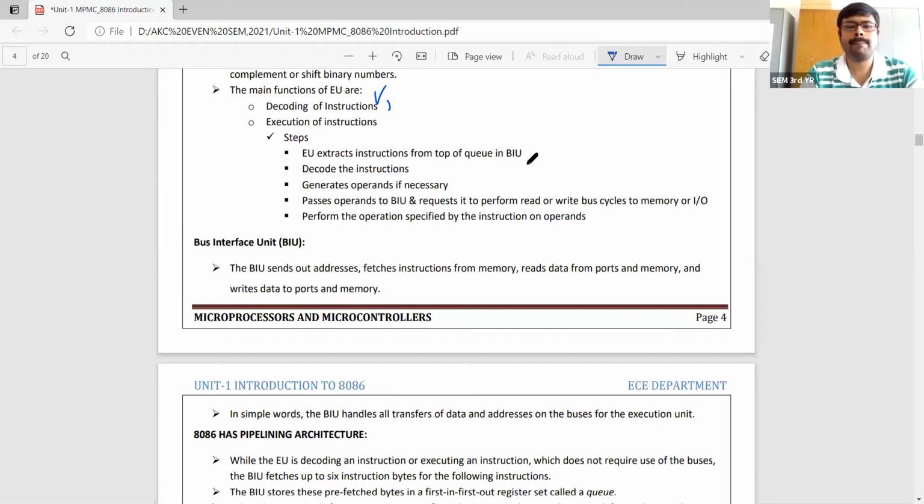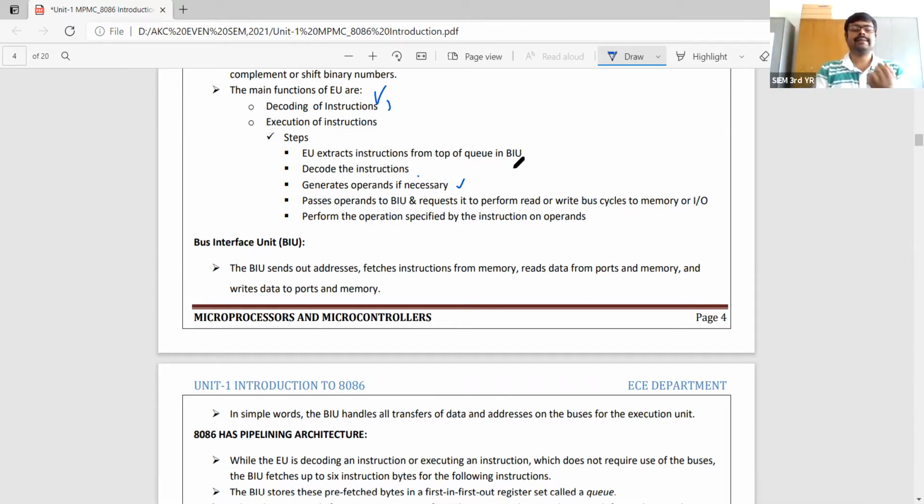Point number 3, generates operands if necessary. When we discuss programming we will discuss this operation further, but that is the secondary part. Different types of operands will be generated if there is a need. Then it passes operands to the BIU and requests it to perform read or write bus cycles to memory or IO. Depending upon the instruction and the sets of operations we give, we fetch the instruction or complete the read or write operation.